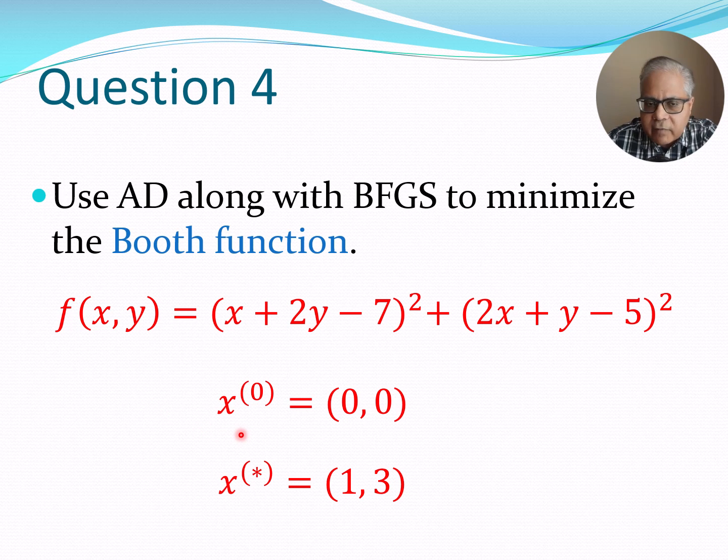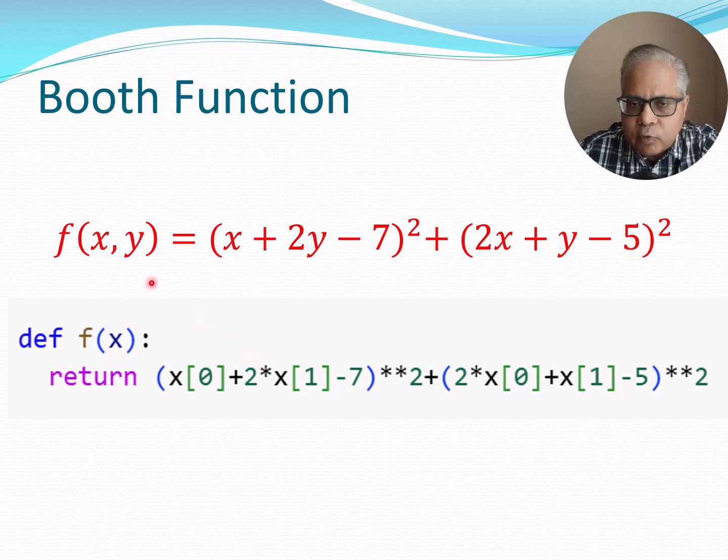I'm going to start from the point 0 0, and in this case the optimal point is known as 1, 3. We are not going to differentiate this function at all here. We are simply going to use AD to solve this problem. So this is the Booth function, and I have coded this function in here. Very simple function to code in. So remember, x is x0 and y is x1 here.